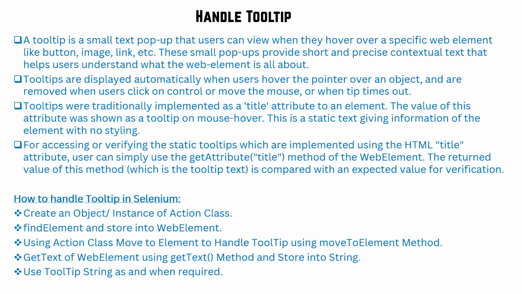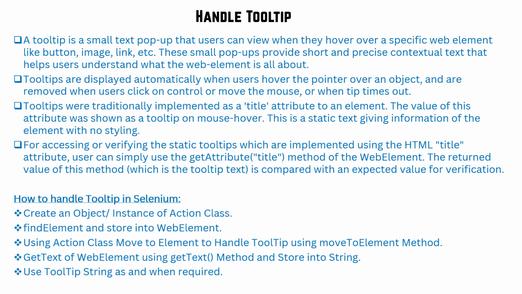A tooltip is a small text pop-up that the user can view when they hover over a specific web element like a button, image, or link. Only if you are able to hover over it and get something can you handle the tooltip. Otherwise, no, tooltips should be available. These small pop-ups provide short and precise contextual text that helps the user understand what the web element is all about.